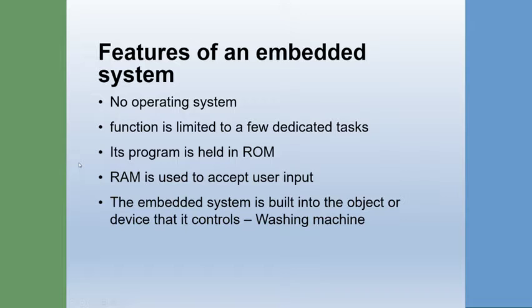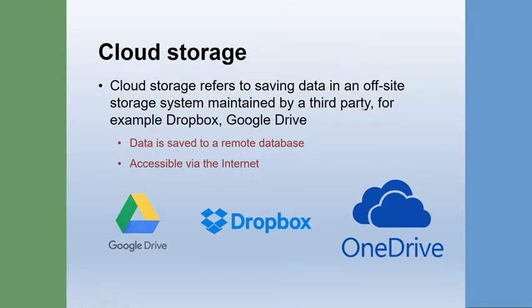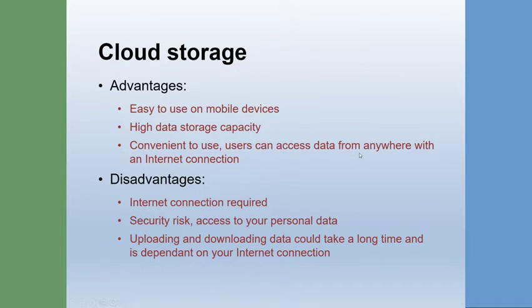I've already spoken about embedded computers, so I don't need to talk about that. Cloud storage, this is another secondary storage, saving data basically in an off-site location, such as Dropbox, Google Drive, Microsoft OneDrive. It's stored on remote servers in a data center which you access via the internet.